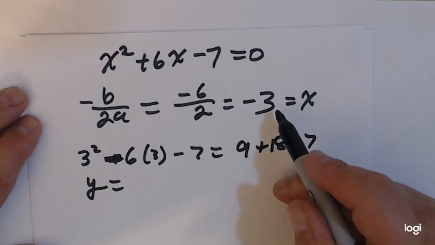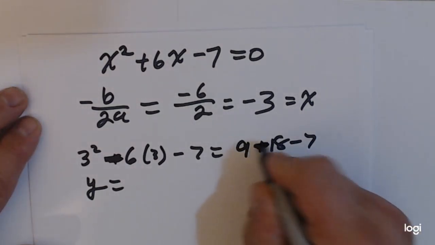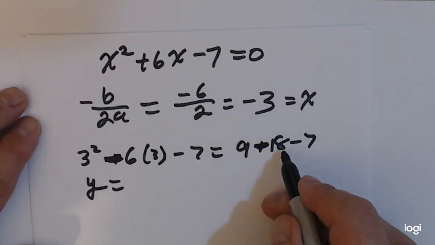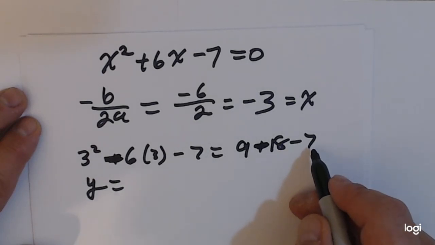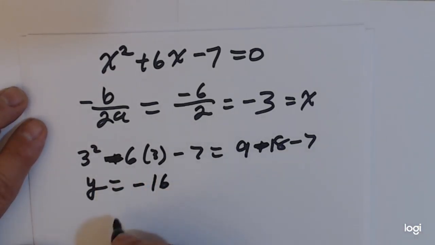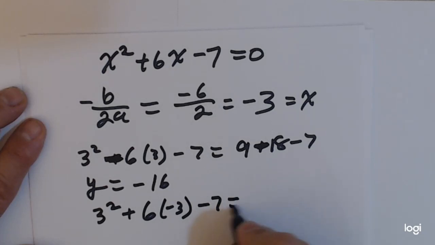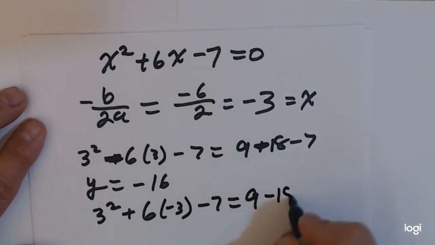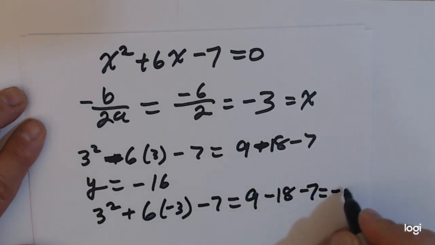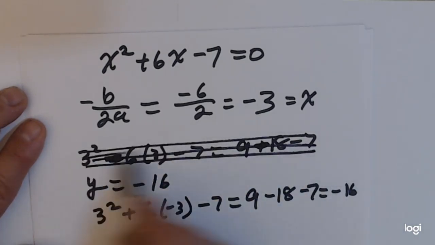Right? Because it's minus 3. Minus 18. So 9 minus 18 is negative 9, minus 7 is negative 16. Now let me rewrite that. 3 squared plus 6 times negative 3 minus 7 equals 9 minus 18 minus 7 equals negative 16. All right, let's just get rid of that little debacle.